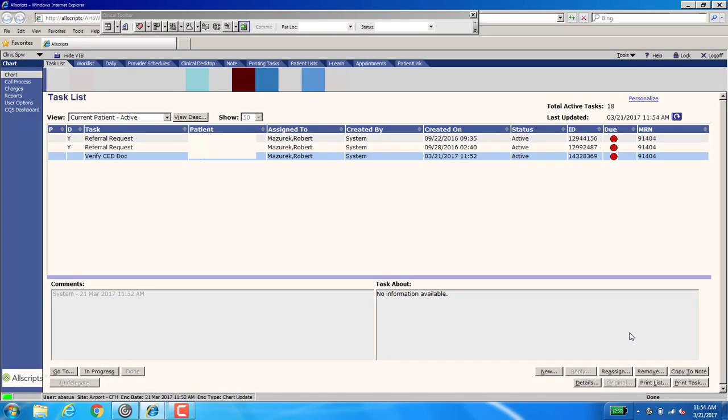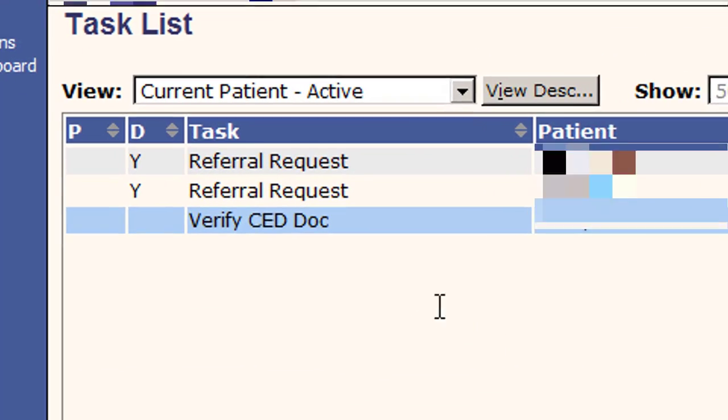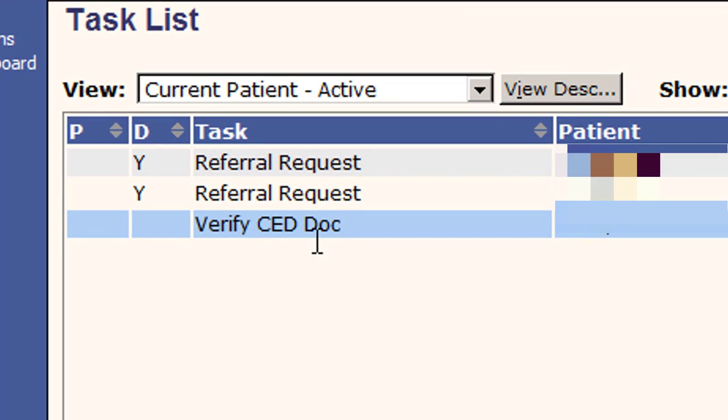I'm going to show you a task that was created in which a consult letter is sent to a provider within our system from the outside. So if we have a provider from, say, Kaiser referring a patient to one of our specialists, they're going to send a document to our specialist to look at, which essentially is a referral letter. So the task is called verify CED document.